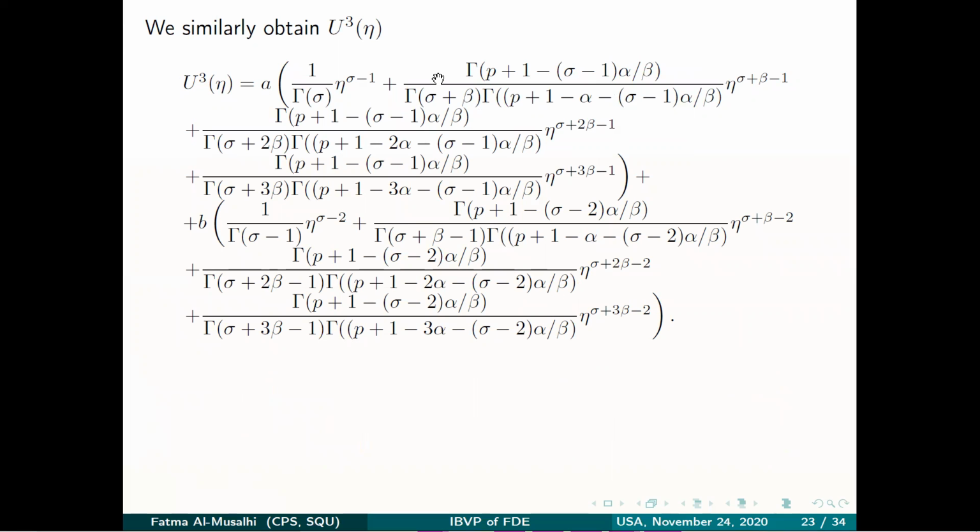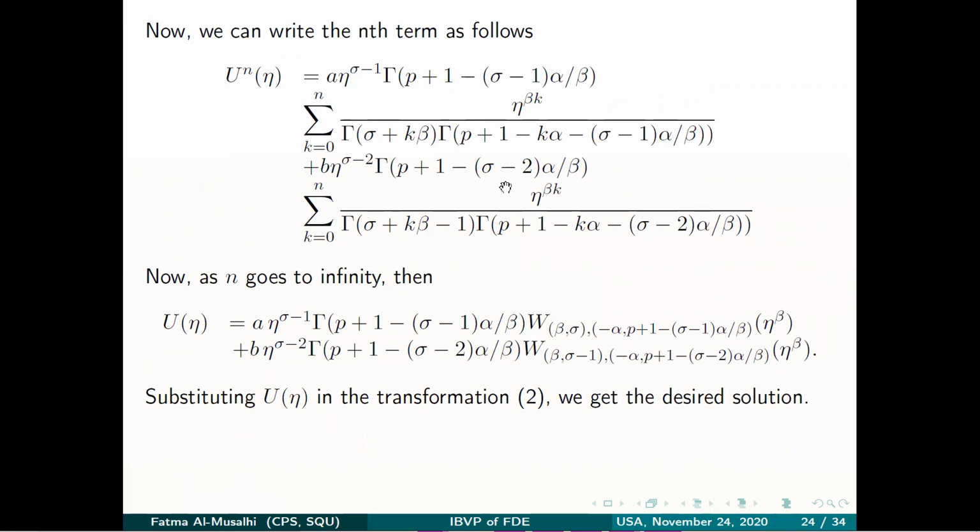Now we can write the general term u_n in series form, with k starting from 0 to n. Now as n goes to infinity, this series converges to the Wright function. So this is u of eta, the solution of the ordinary differential equation. Substituting back the transformation, we get the desired solution.